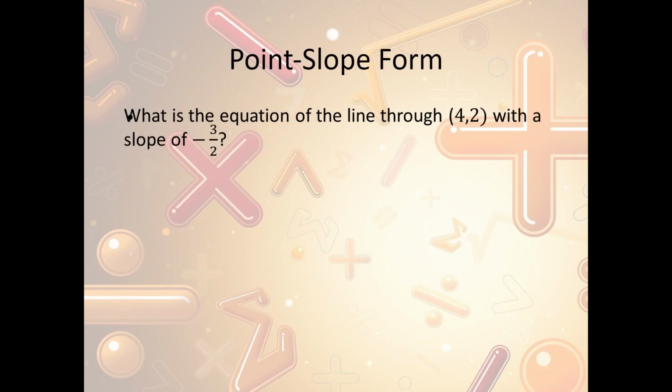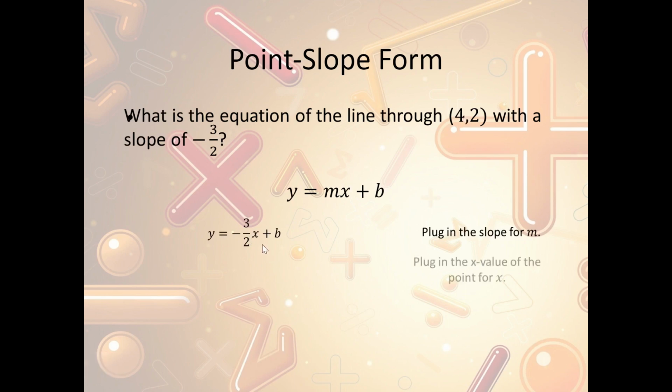Let's look at one more example. We're given a point 4, 2 and the slope of negative 3 over 2. So we're going to use the form y equals mx plus b. And we're going to plug in the slope for m, which is negative 3 halves. So that goes there. And we're going to plug 4 in for x there. So we got y equals negative 3 halves times 4 plus b.